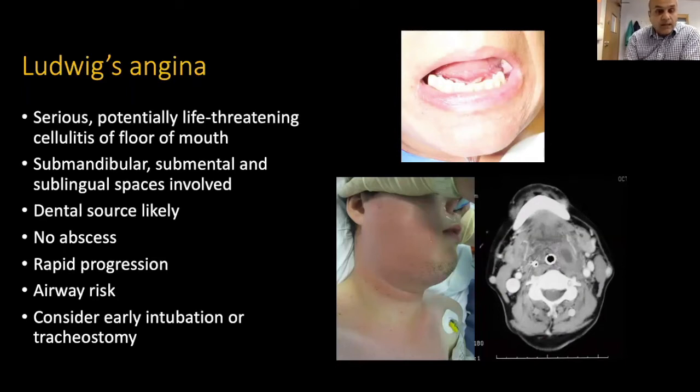So dental source is likely, it can have a frank abscess, or just might be marked inflammation. They do rapidly progress, so hopefully don't wait for it to develop into an abscess, but take them to theater, early intubation, and I've done tracheostomies for these patients as well, and then appropriate management with incision and drainage. Sometimes even if you don't get frank pus, it's worth draining it so you can decompress, and put drains in.